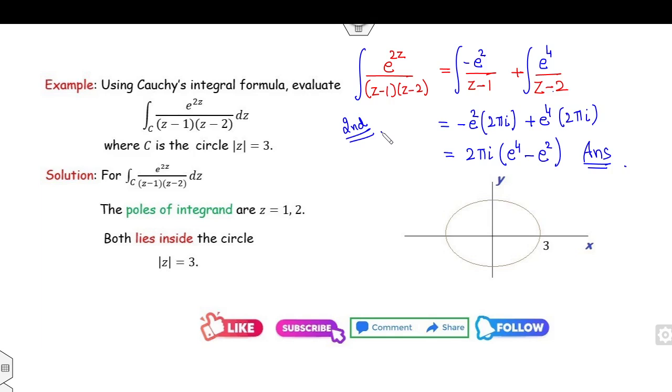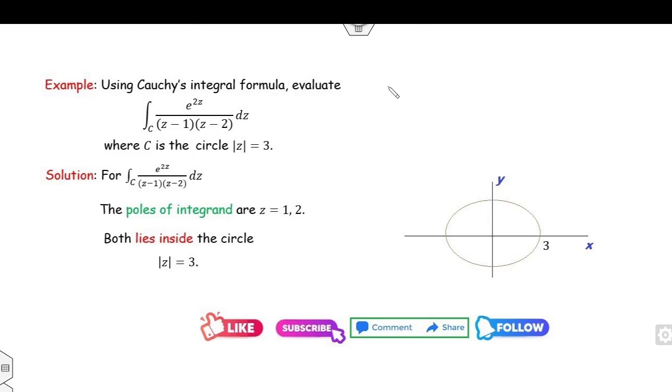There is one more method. I will tell you the third method. How you can write the third method is, you can see your given function is z minus 1, z minus 2. This is my third method. Now, because both the poles lie inside the circle, corresponding to z is equal to 1.